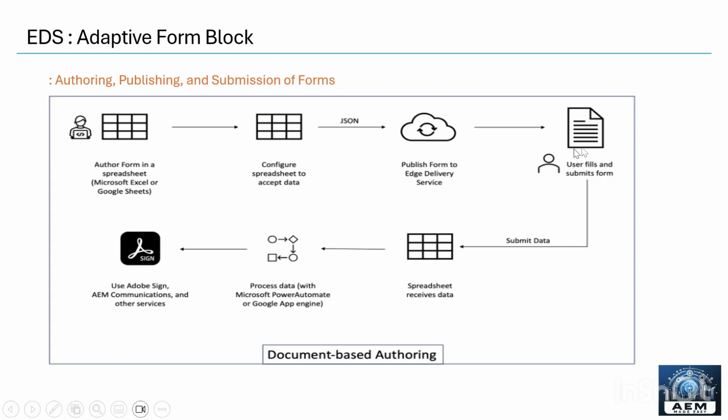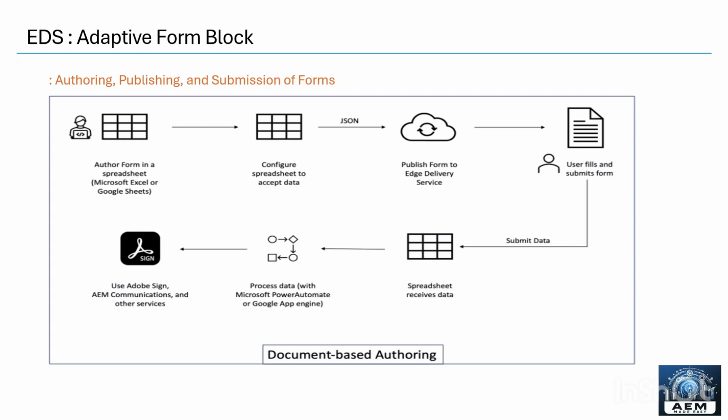Once the user fills in the information in that form and submits, the data will be ingested into this incoming sheet. There is one more sheet that we need to create to receive the data. I'll be showing you up to this point, but once you have the data in your sheet, you can also process that data, using Microsoft Power Automate or Google App Engine.